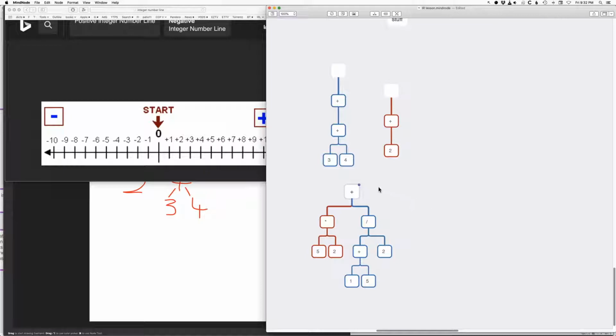Starting on the left is most common, but if you did the right branch first, you wouldn't be wrong. You'd still get a correct answer. It doesn't really matter, but going left to right helps you stay organized. It helps you stay consistent.